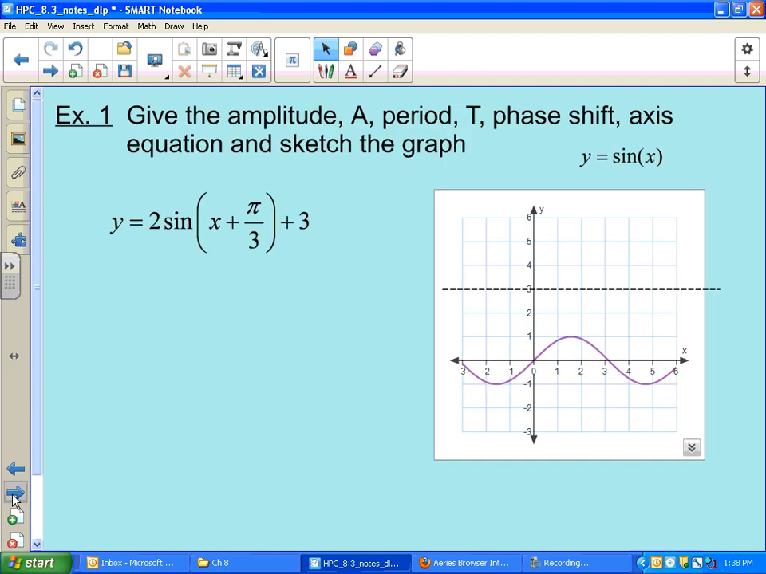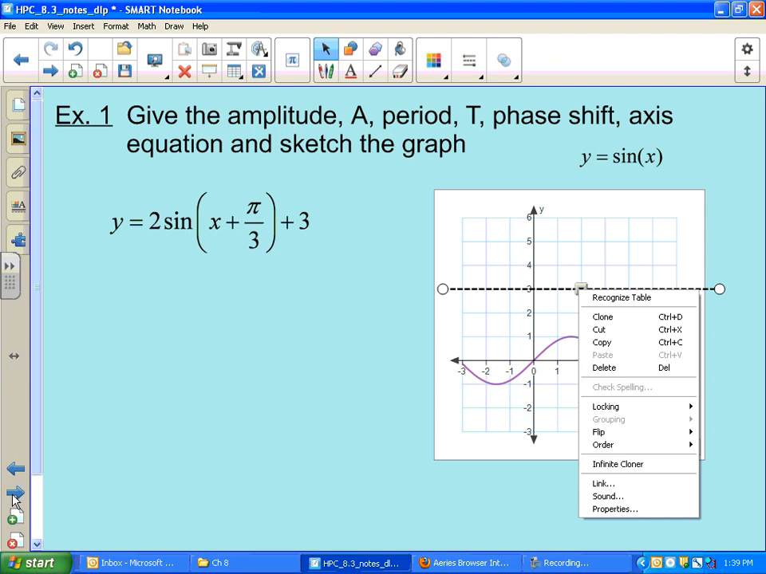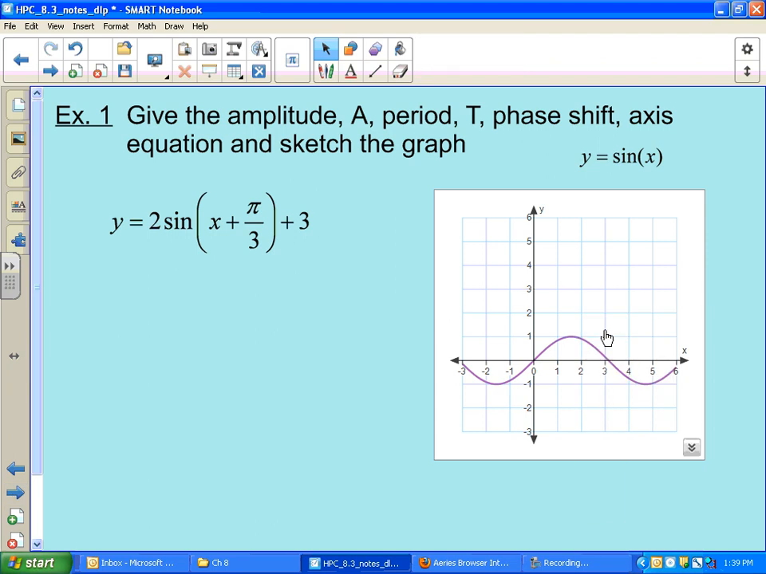Give the amplitude, the period, the phase shift, and the axis equation for this given equation of 2 sine quantity x plus pi over 3, plus 3. So again, I'm showing the purple graph, which is a sine curve. There's a parent function sine curve. We're comparing things to that to get an idea of what has happened. And the very first thing I'm going to do, if I'm going to draw graphs from the equation, is identify all the parts.